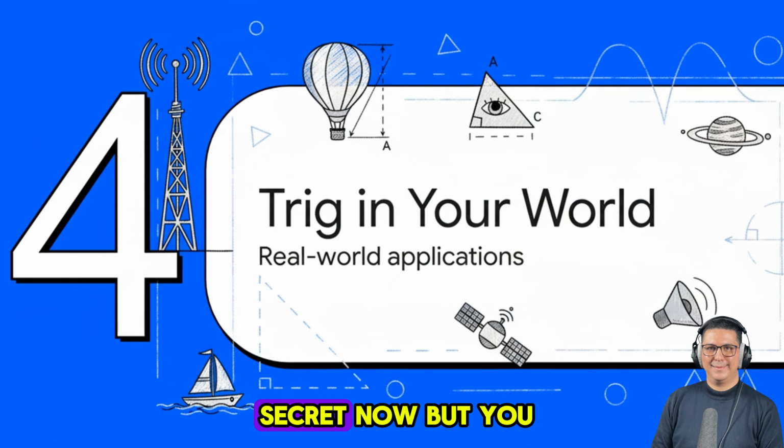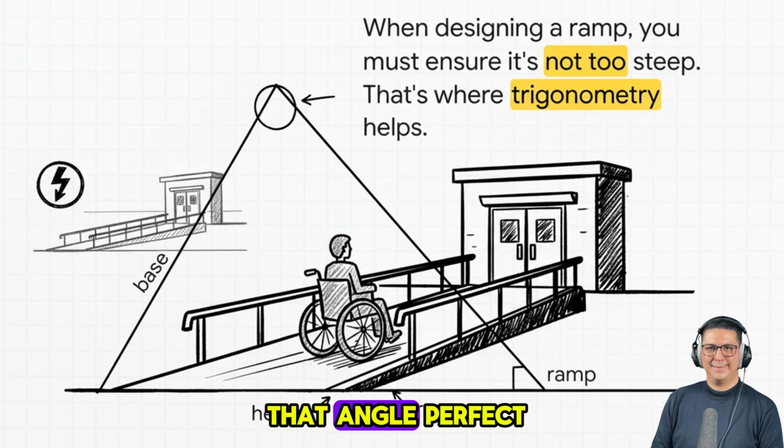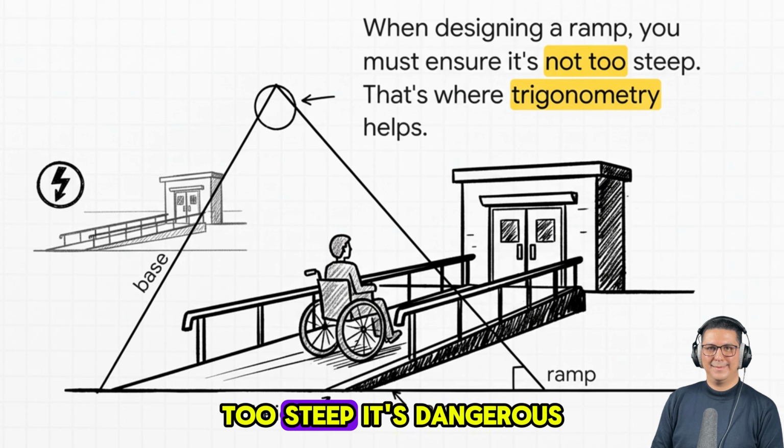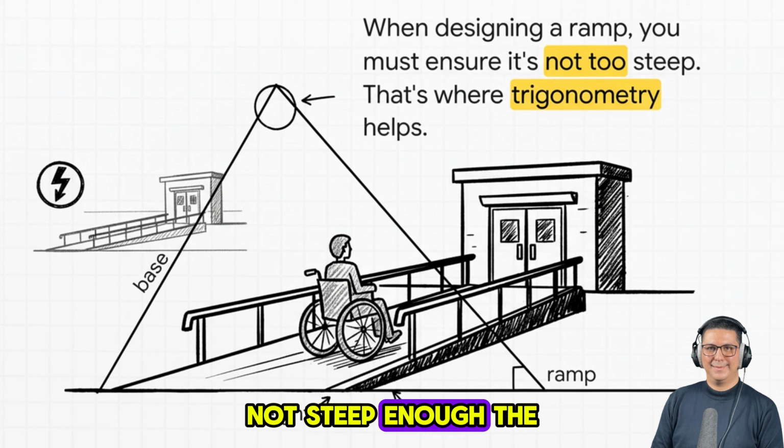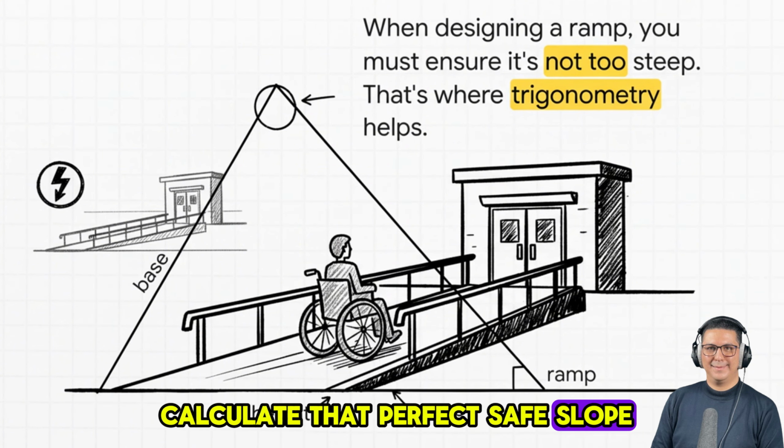So you've got the secret now, but you might be thinking, okay, that's a cool trick, but seriously, when am I ever going to use this? Well, let's jump right in and see just how important this stuff is in the world all around you. Think about something as important as accessibility. When an engineer designs a wheelchair ramp, they have to get that angle perfect. Too steep? It's dangerous. Not steep enough? The ramp becomes way too long. Trigonometry is exactly what they use to calculate that perfect, safe slope.